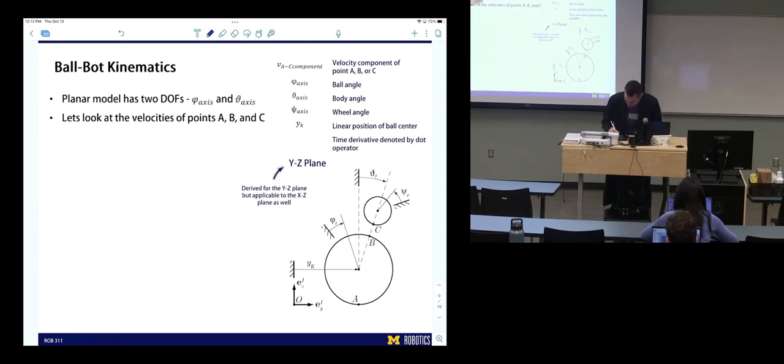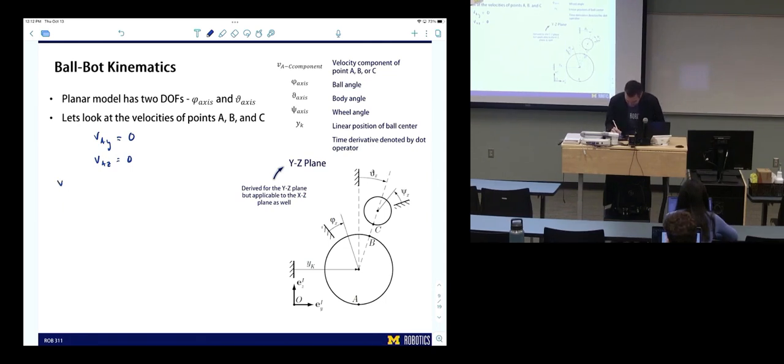What is V, A, Y? Now I'm going to talk about velocity in the XY components, or YZ components. What is the velocity here? 0. 0. V, A, Z, 0.